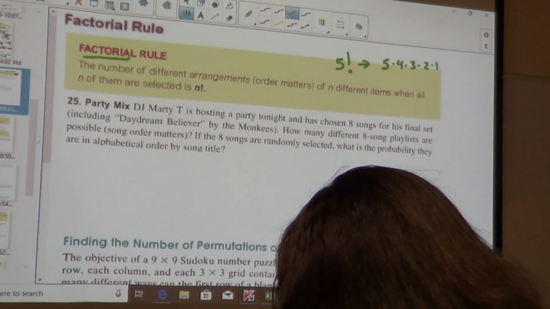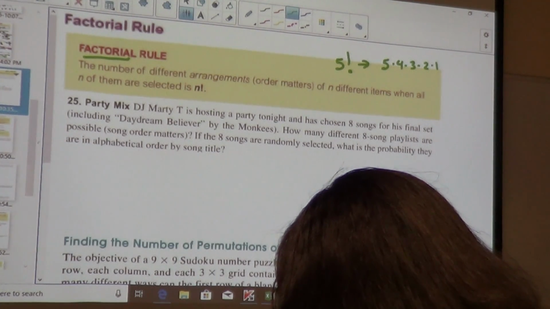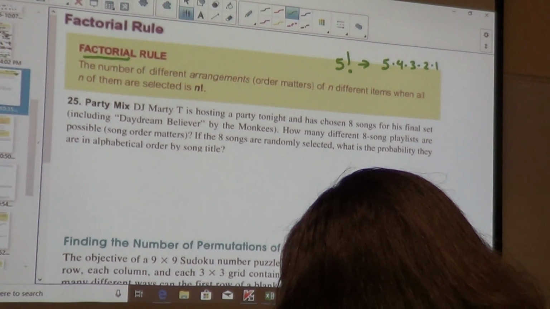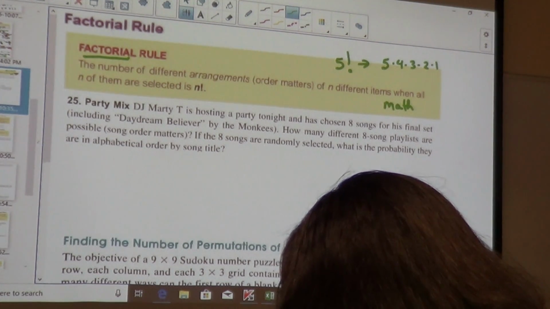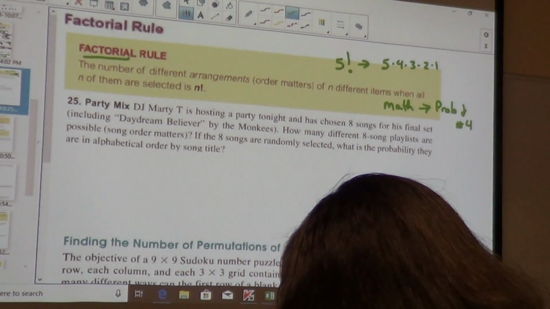So 100 factorial would be like 100 bottles of beer on the wall. 100 times 99 times 98 times 97 times 96 times 95, all the way down to times 1. Okay? Now, good news is we have a button for this, just like we have an app for this. We have a button for this on your calculator. We would hit the math button, over to probability, and down to number 4. I'll pull it up and show it to you.